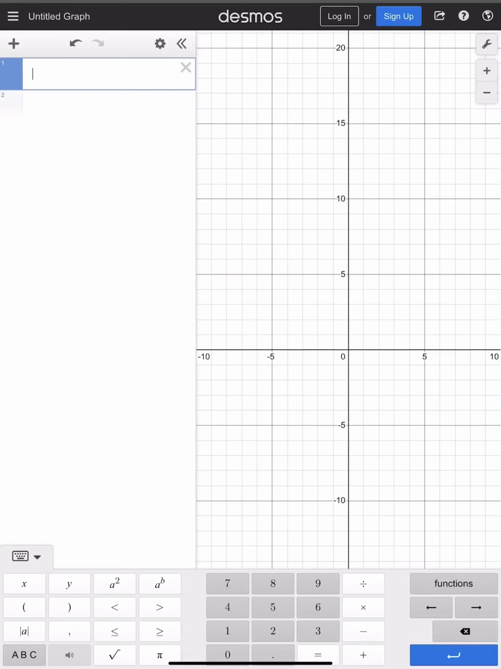Okay, so in a previous video, we looked at how to calculate our gradient and how to calculate and solve for c. So we're going to now input all of our values into Desmos, the online calculator, so that we can check whether our calculations are correct. The first thing I'm going to do is plot my coordinates on my line.